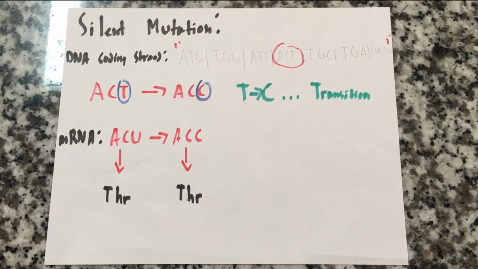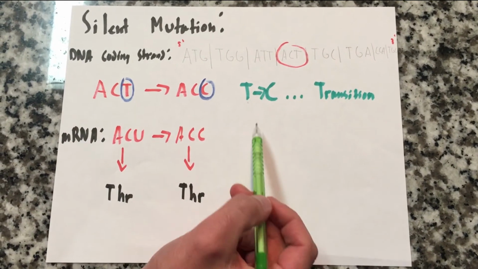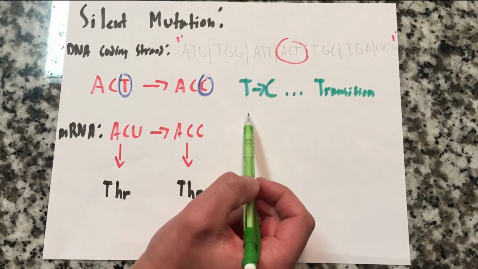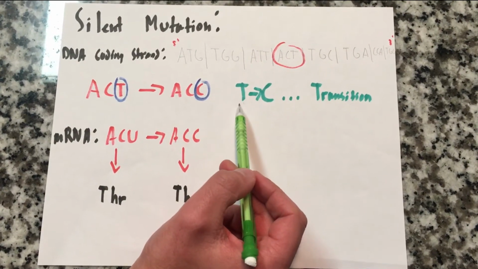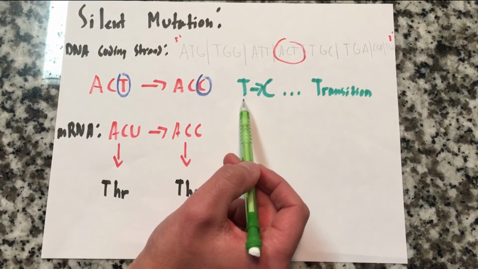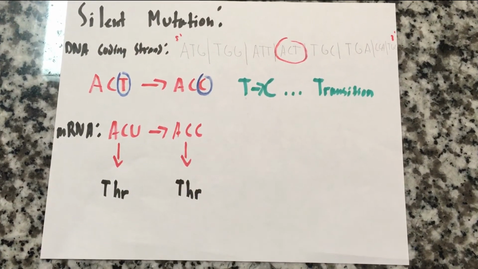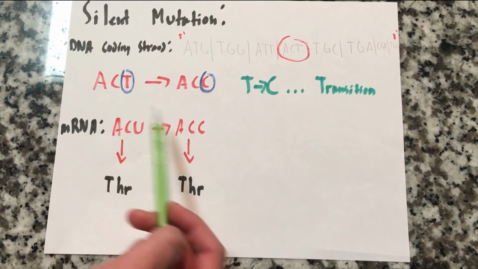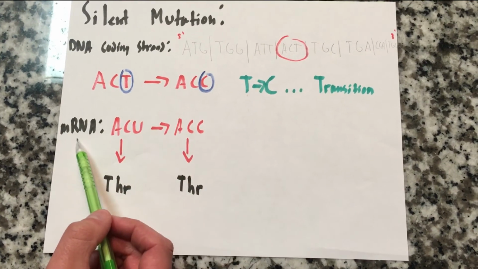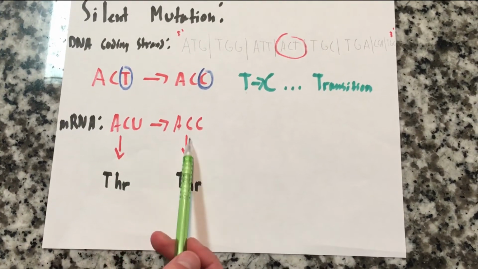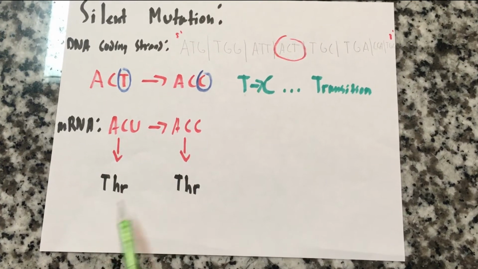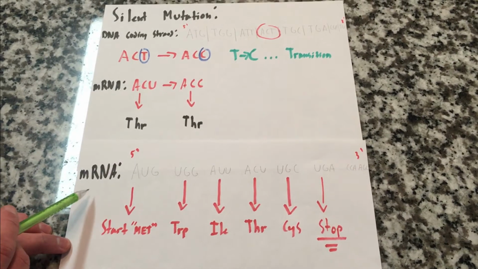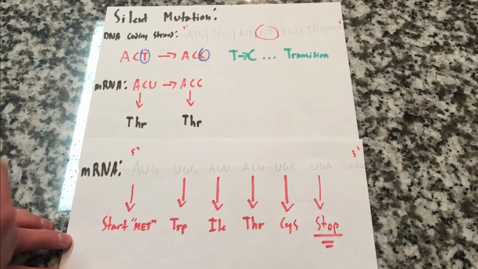Transitions consist of staying within either a purine to purine or pyrimidine to pyrimidine. This is a pyrimidine to pyrimidine because cytosine and thymine are both pyrimidines. After doing the mutation over here, our mRNA sequence is going to go from ACU to ACC, and it's going to stay the same. So looking back at our mRNA, nothing changes, hence the silent mutation.